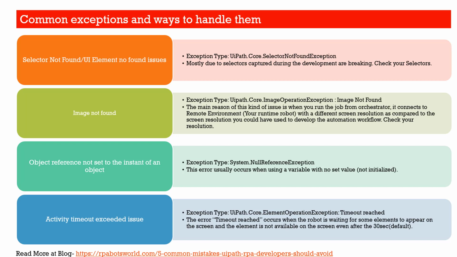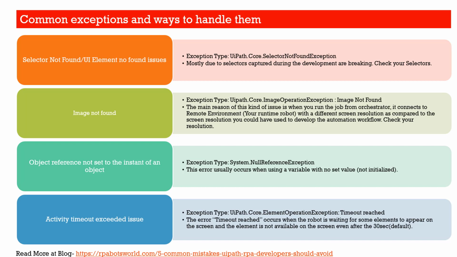that happen mostly. The first exception that you will see more often is a selector not found or UI element not found. This happens mostly because the selectors that we captured during development are breaking. We have seen an example where an RPA developer captured a selector which contains a dynamic URL. It contains a keyword dev, UAT, or production. In dev, the URL is dev, in UAT, the URL is UAT, and in production, the URL is prod.